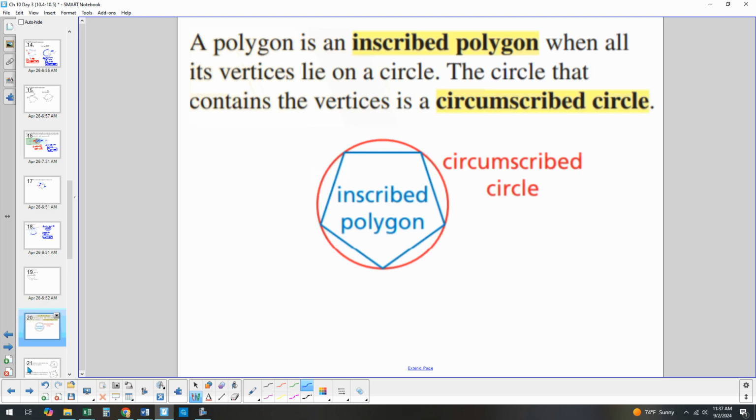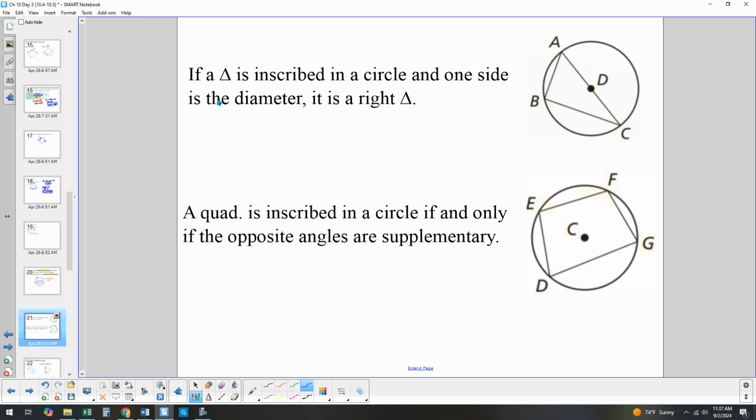A polygon is an inscribed polygon when all its vertices lie on a circle. Each point of the polygon is on the edge of the circle. And then we call the circle that goes around the polygon a circumscribed circle. If a triangle is inscribed in a circle and one side is the diameter, it's automatically a right triangle. That makes sense because if this is diameter, this arc is 180. If this arc is 180, this angle is half of that, or 90. So it's automatically a right triangle.